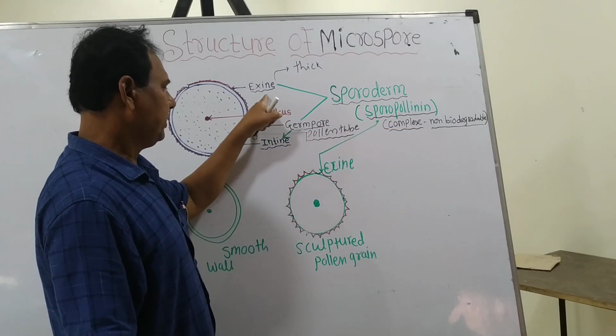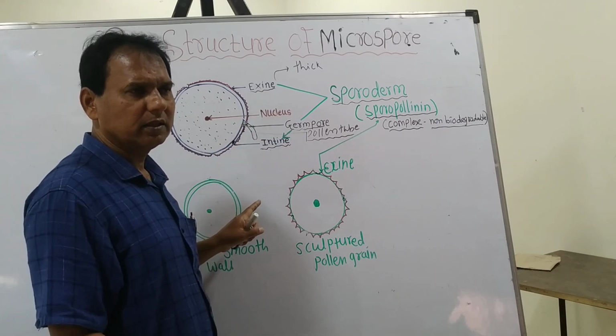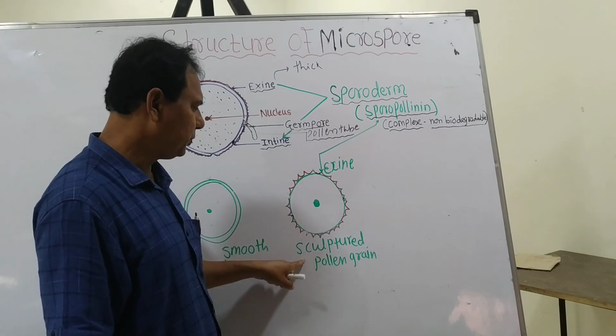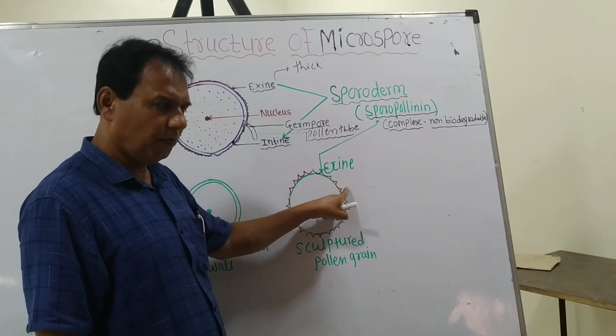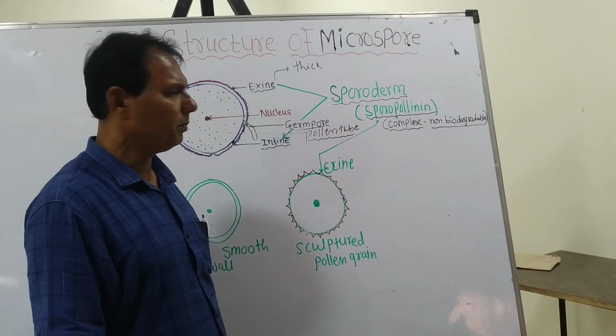The exine may be smooth in the case of maize and grasses, while the exine may be sculptured, rough or spiny in the case of China rose. Remember these things.